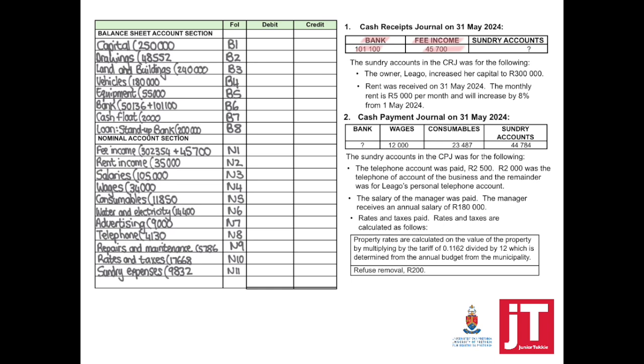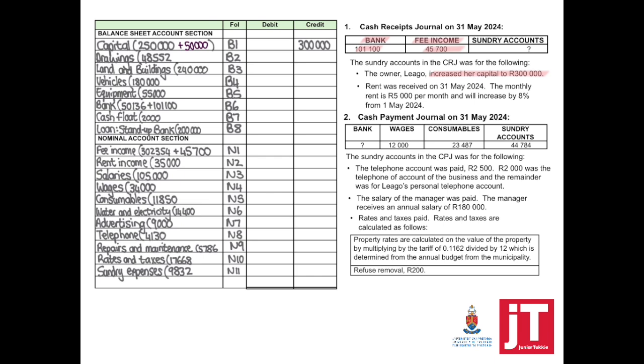45,700. Now we're going to go to the list of transactions. Sundry accounts, it's said to you here, and you need to be careful. The owner increased her capital to 300,000. So this means immediately that is your final figure. She had 250,000 as capital contribution, which means she increased that by 50,000 so that she now has a balance of 300,000.